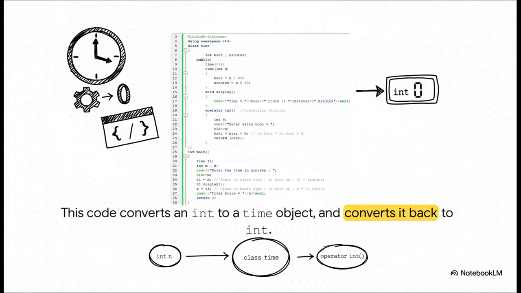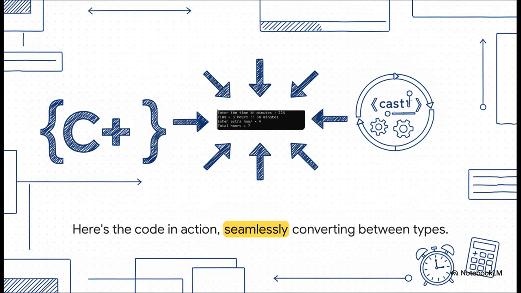And here's the output, showing it all in action. The program takes 234 minutes, automatically uses that constructor to create a time object, and correctly figures out that's 3 hours and 54 minutes. Then, it uses the casting operator to convert the object back into an int, giving us the total hours, which is 3. It's totally seamless. The conversions just happen.